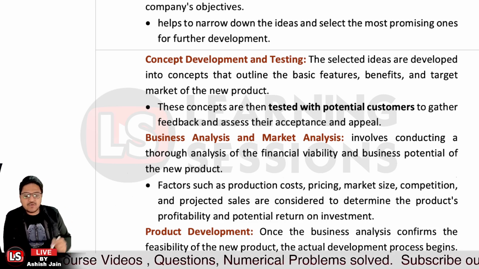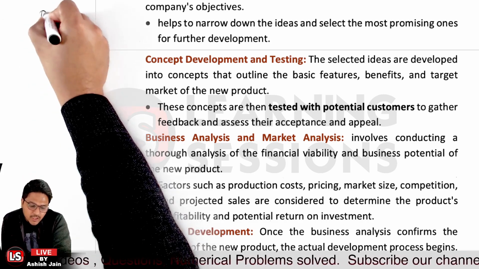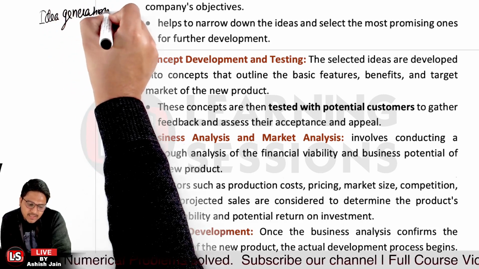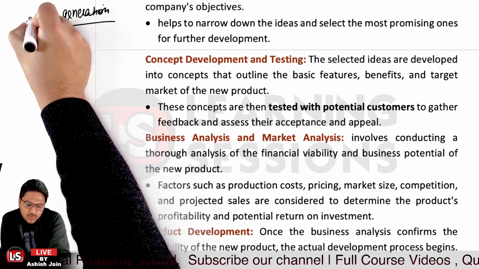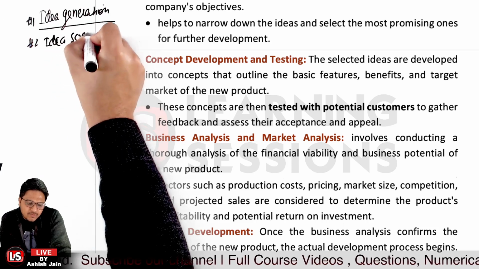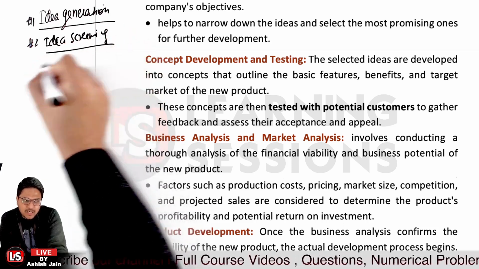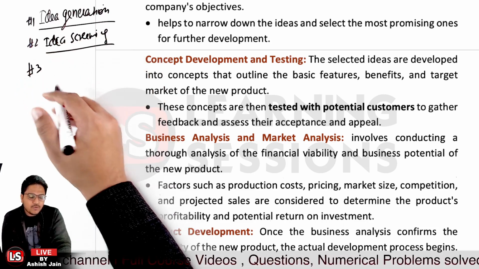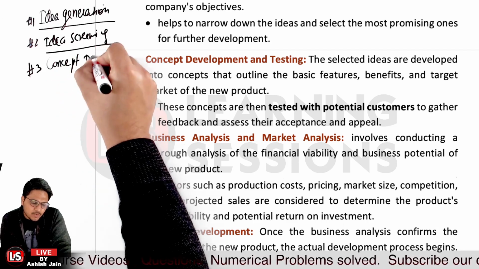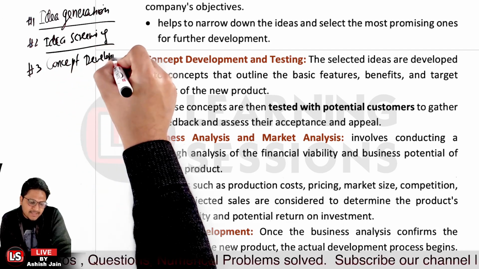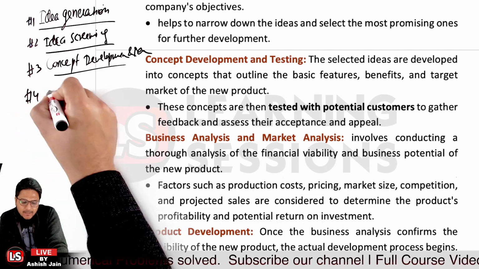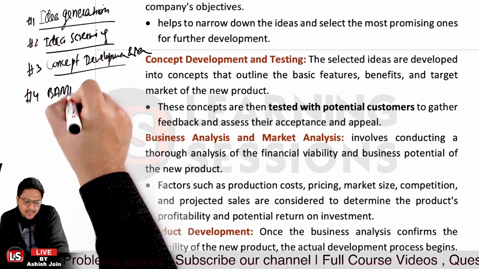So the first stage was idea generation, where you will be generating the idea. The second was idea screening, where you'll be screening the ideas and checking their viability. The third was concept development and testing, where you'll be developing that particular concept and doing testing on it. Fourth one is BAMA, the business analysis and the market analysis.